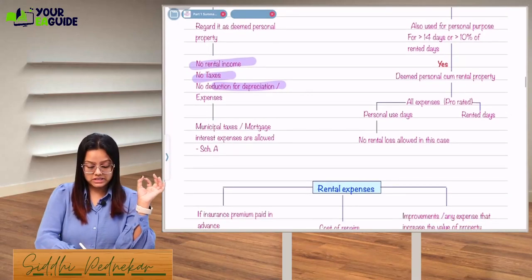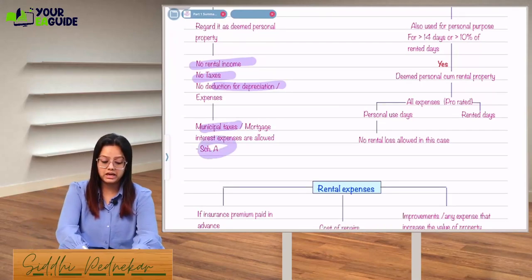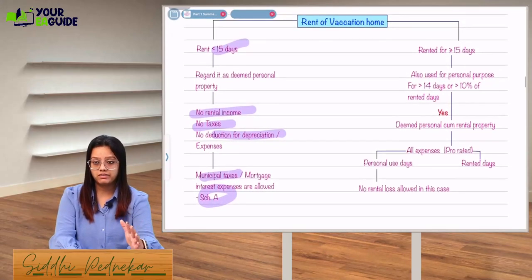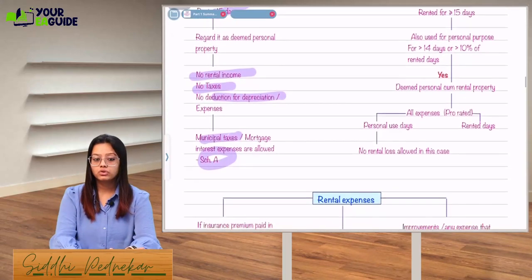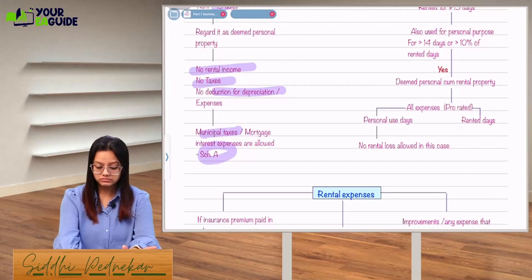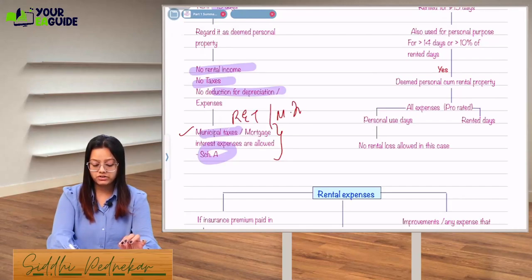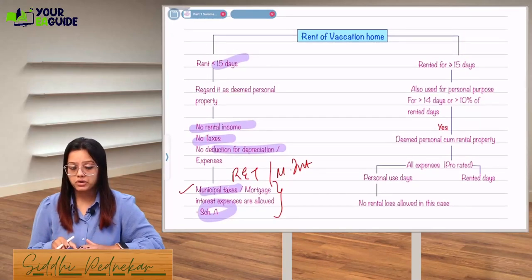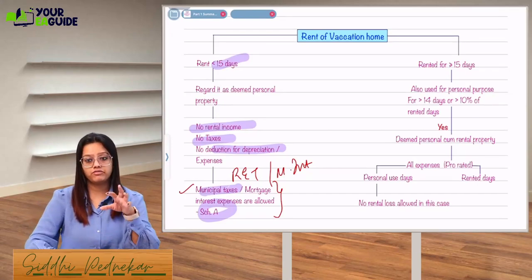Only and only municipal taxes, meaning real estate taxes and mortgage interest, will be allowed on Schedule A. Because, as we will see in the upcoming revision lectures, but in the regular class you might have seen, Schedule A is all related to your personal expenses. Some personal expenses are allowed. One of them is your real estate taxes and mortgage interest. So these two amounts you can deduct easily from your Schedule A if you rented the property for less than 15 days.